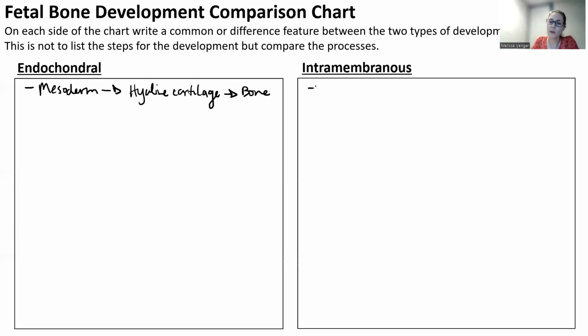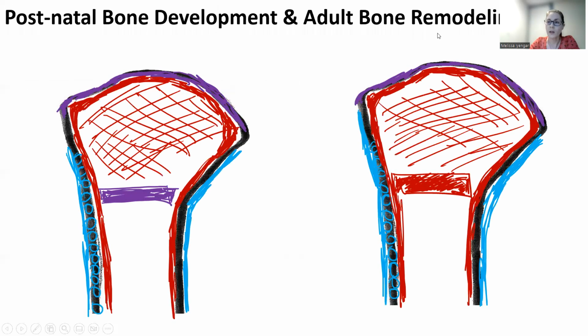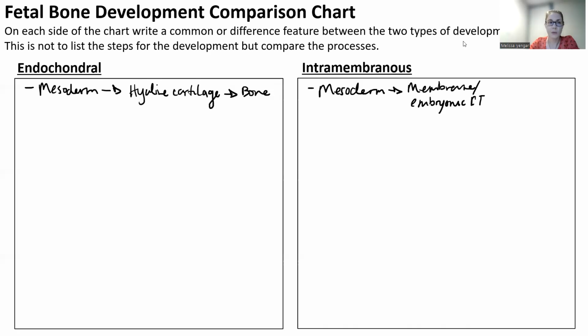In intramembranous, we have membranes. So we're going to create mesoderm first. And basically, mesoderm is going to create a type of embryonic connective tissue, which is like a membrane. So we're going to think about that as embryonic connective tissue. And whoops, I'm just going to move my image over here a little bit more. And then that becomes bone. So that's one thing, okay?